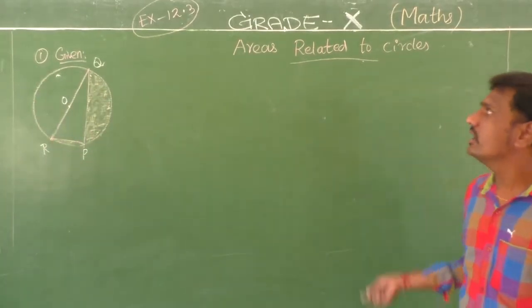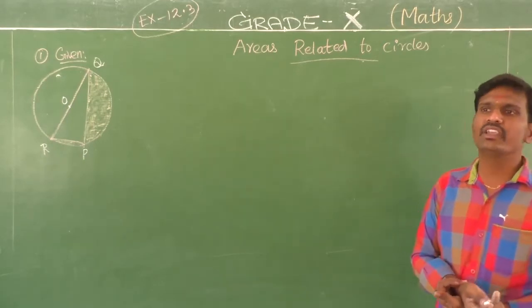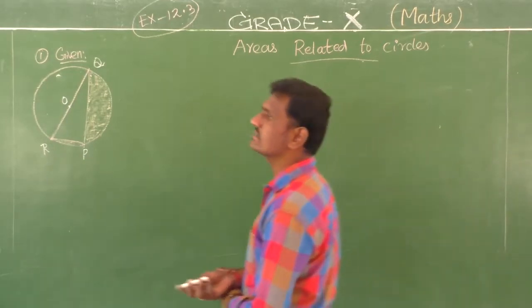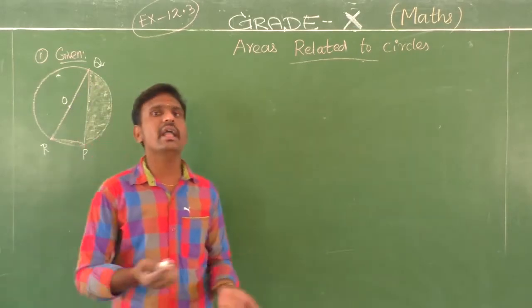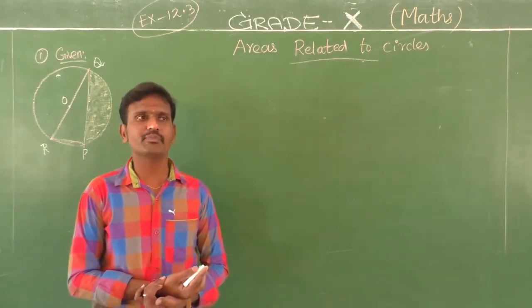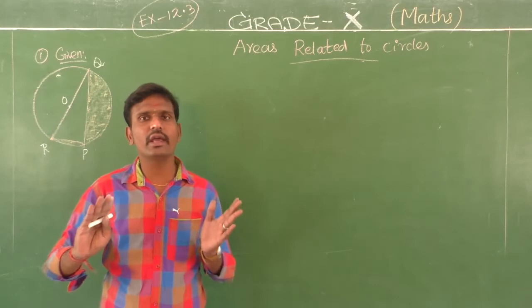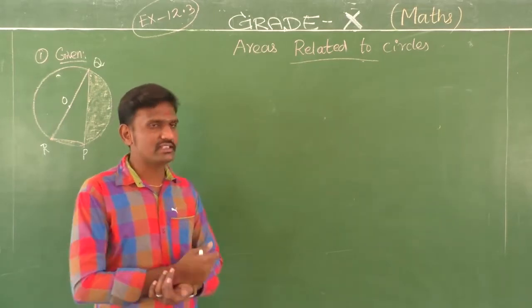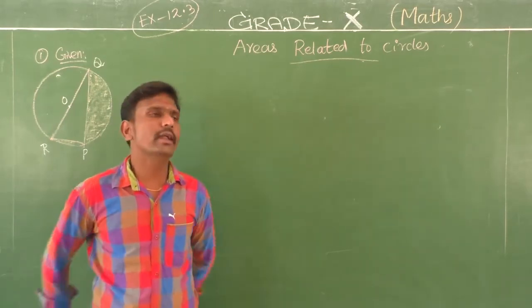This is a class for areas related to circles. Already we completed the first two exercises in chapter 12, areas related to circles. Okay, so already you are thorough, I think, with exercise 12.1 and 12.2.